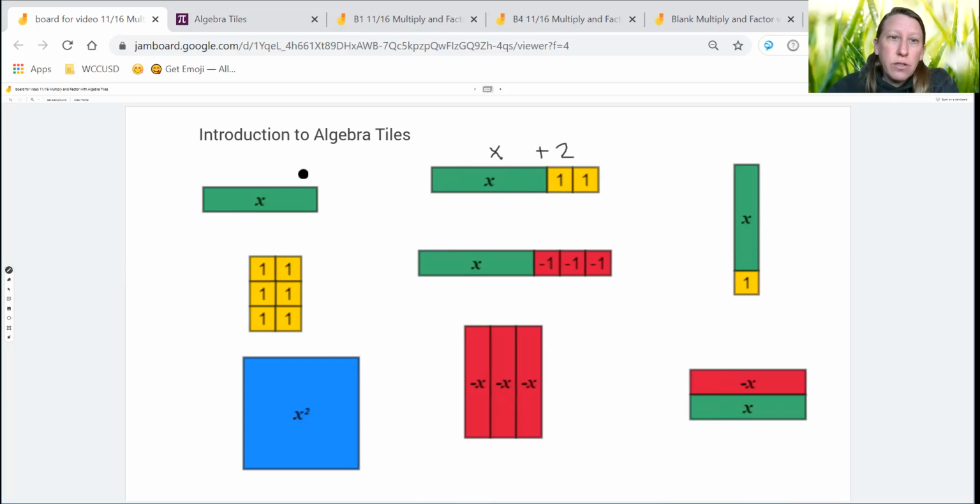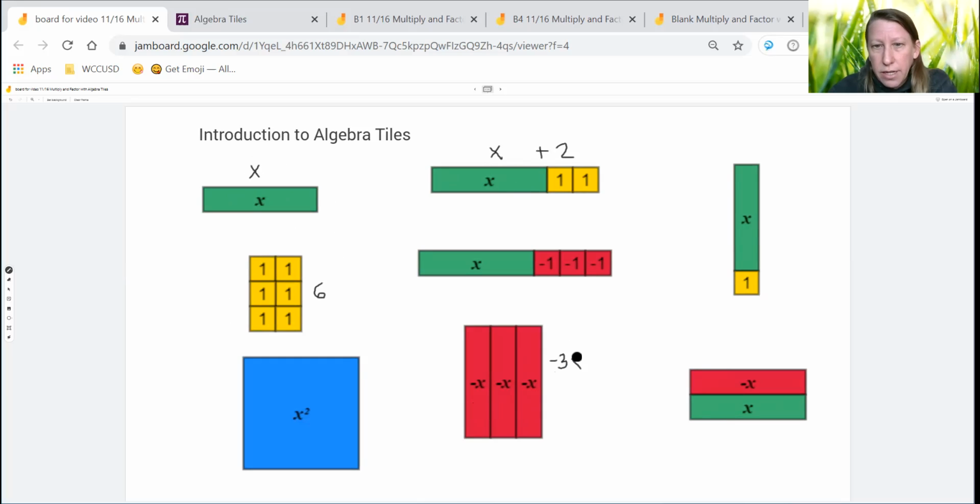All right, so these are the algebra tiles. We're going to play with these. I already showed you the thing. This is an x. How much is this in algebra tiles? That's 6. How much is this? 1, 2. They're red. There's 3 of the x's that are red. So this is negative 3x.